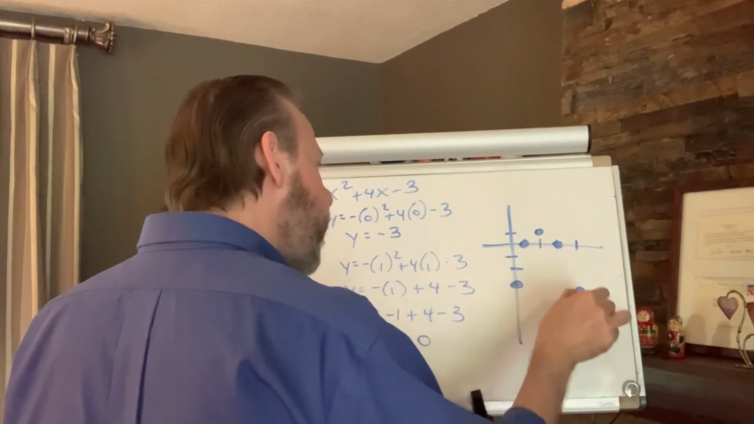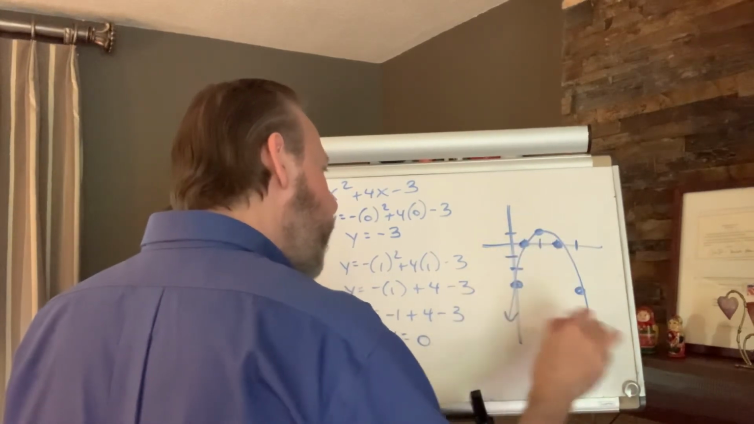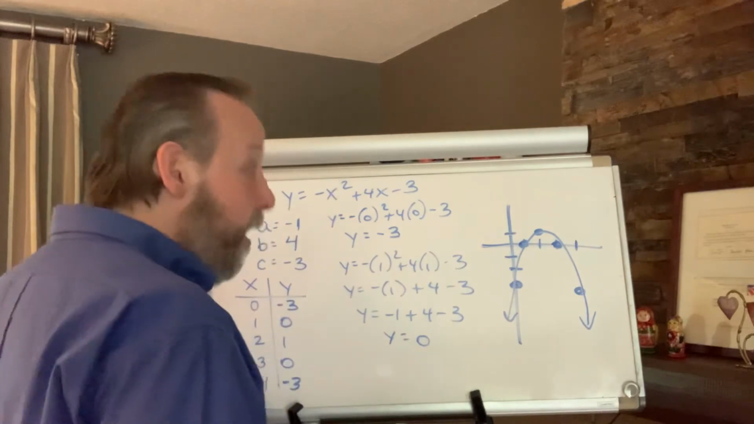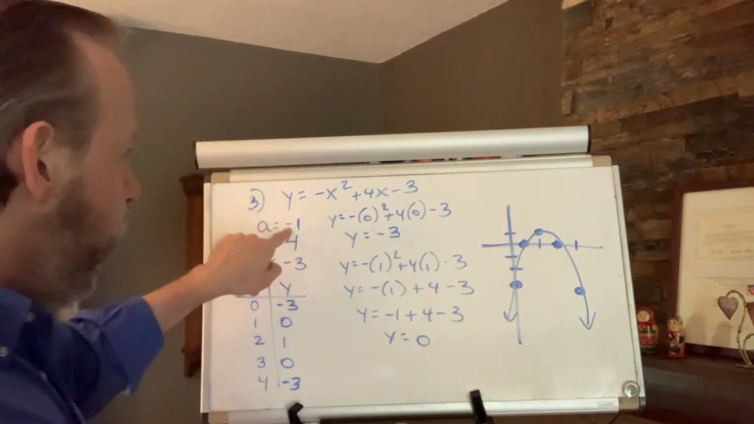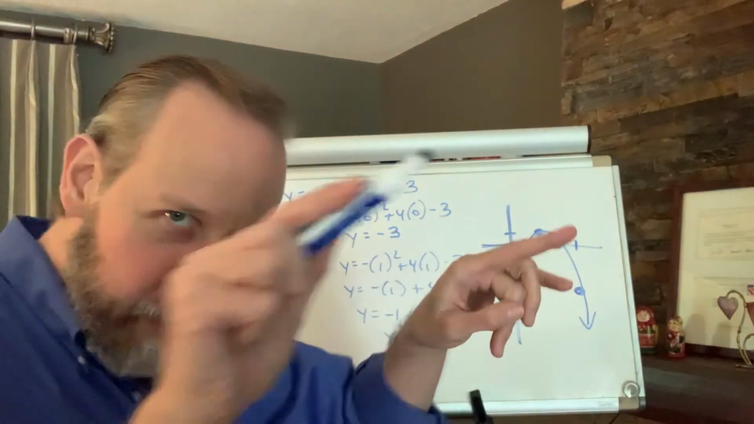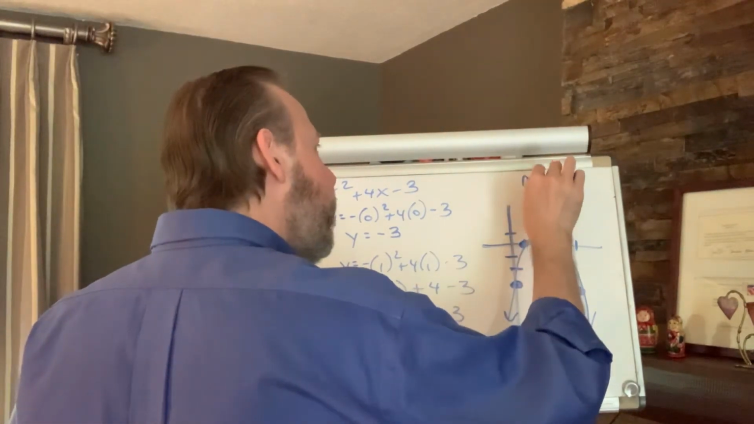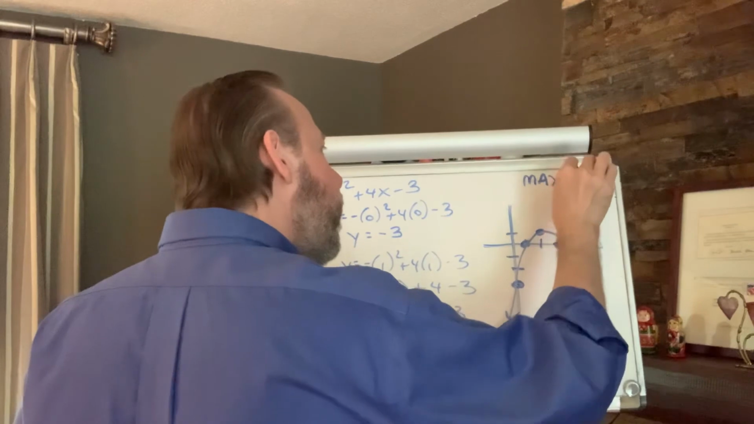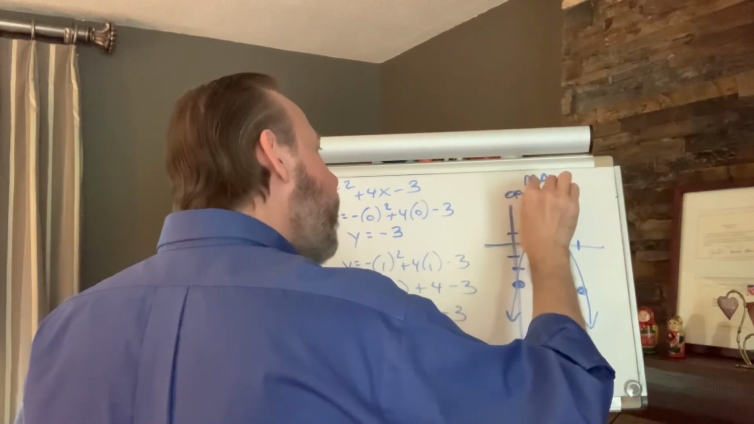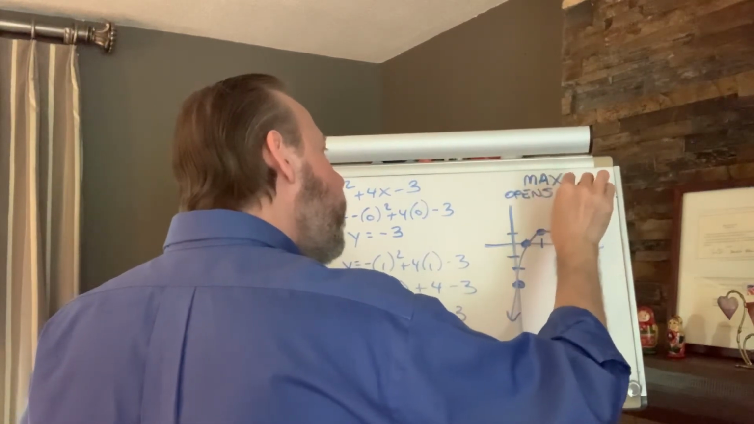So this time it's going to look upside down. Because the a value was a negative number, it turns the parabola upside down. Identifying the vertex this time as a maximum, which means that the parabola opens down.